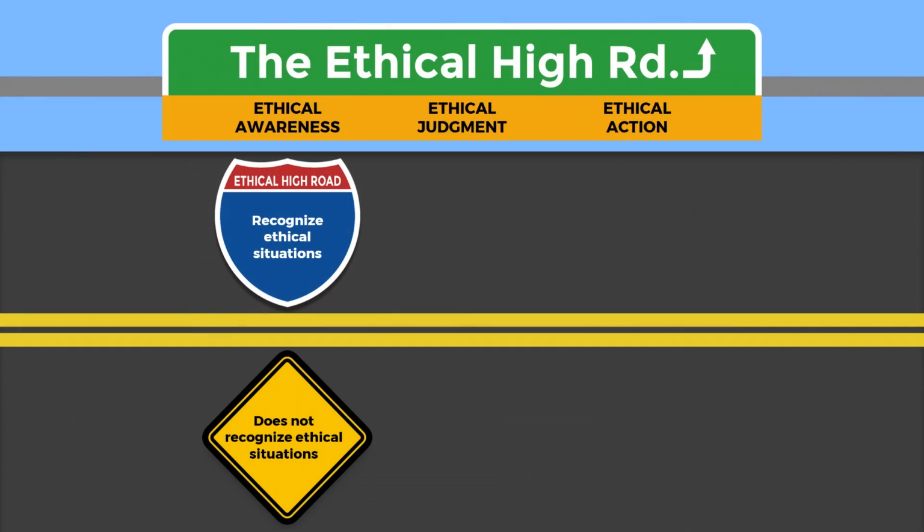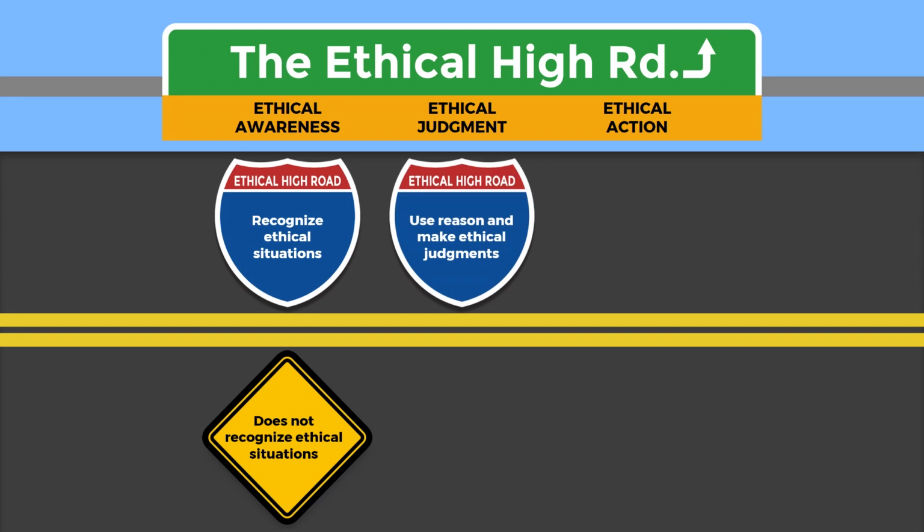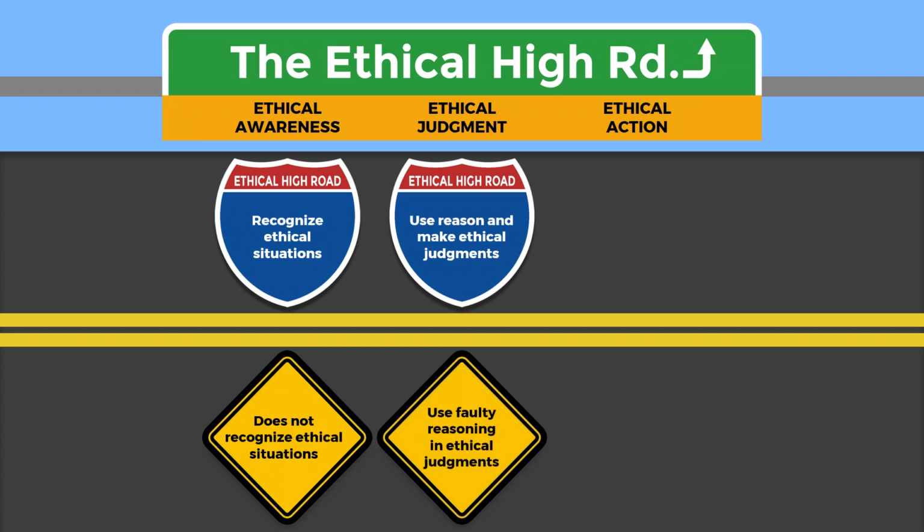With Factor 2, ethical judgment, we find that individuals can reason and make ethical judgments that apply to ethical situations. Those who can't reason ethically are more likely to fall off the ethical road. It is on this factor that the moral psychologist Lawrence Kohlberg focused much of his life's work.